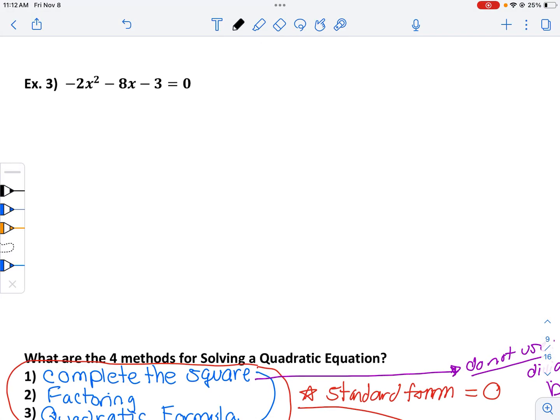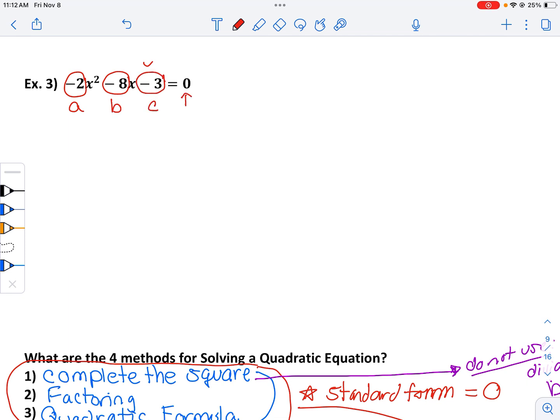Okay, well, welcome back. Here is a second example of the quadratic formula. This problem, though, involves a lot of negatives, which is where some of people's more common mistakes come in. So as we go through, the process stays the same. Our A value is -2, B value is -8, C value is -3.